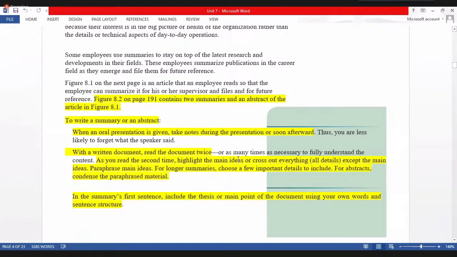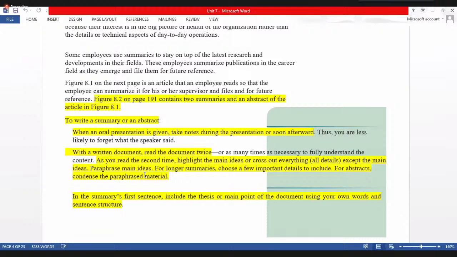You highlight the main ideas. Cross out everything except the main ideas. Then highlight the main ideas only, right? And cross out all the ordinary ideas. Then what you do? Paraphrase main ideas. Paraphrase main ideas means what? That is, whatever main ideas you have highlighted, okay?